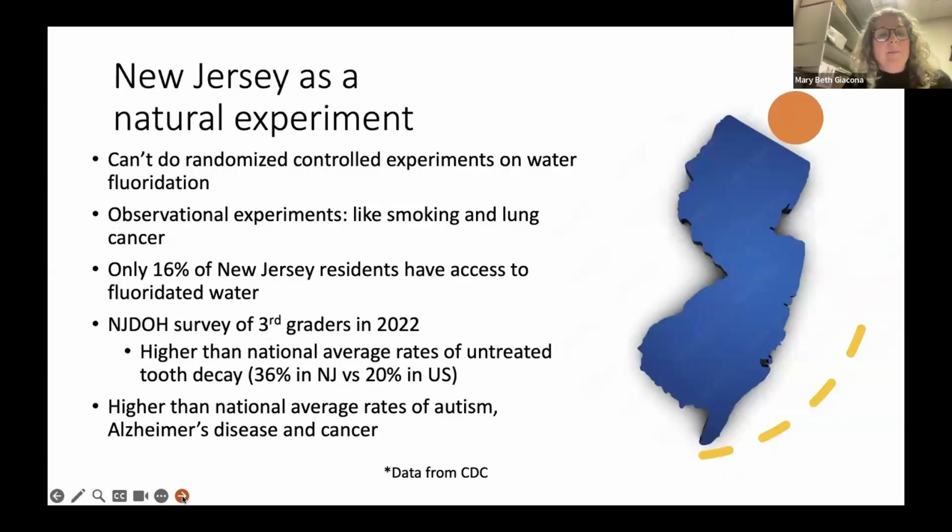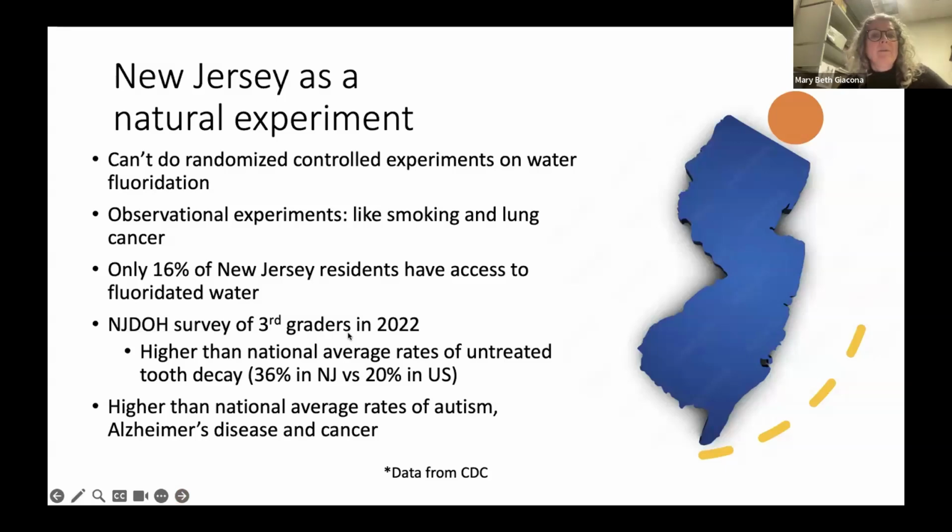And then finally, kind of wrapping it up here, if we look at New Jersey as a natural experiment, right? So everyone agrees that we really can't do randomized controlled experiments on water fluoridation. But what we have relied on are observational experiments. And that's not to say that other major advances in health haven't been made by just observational experiments and the outcomes measured in them. For example, the effects of smoking on lung cancer.